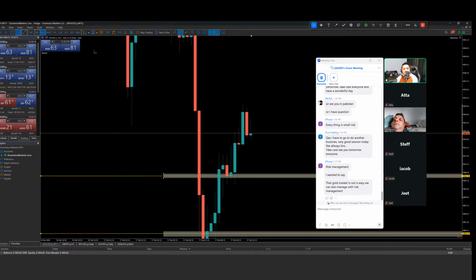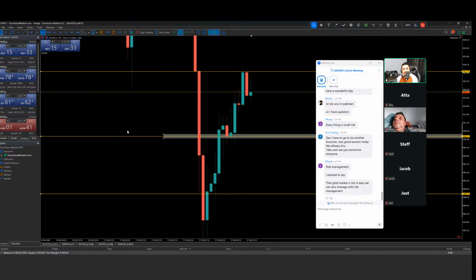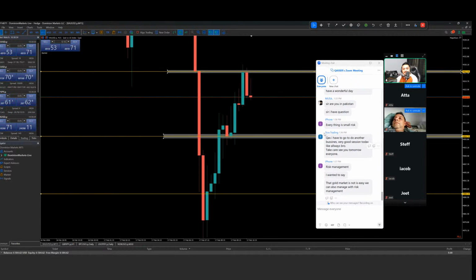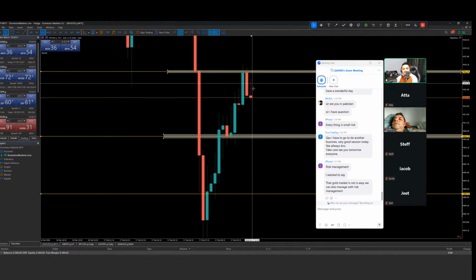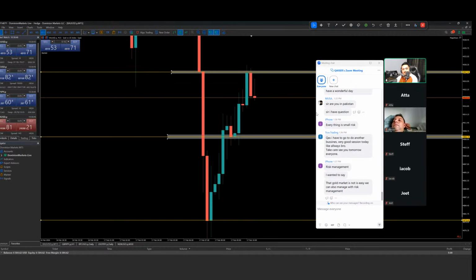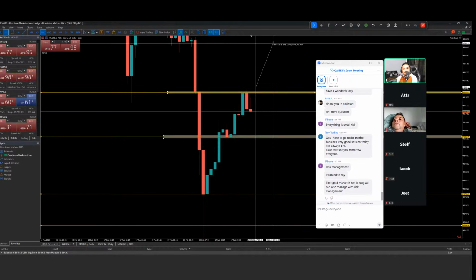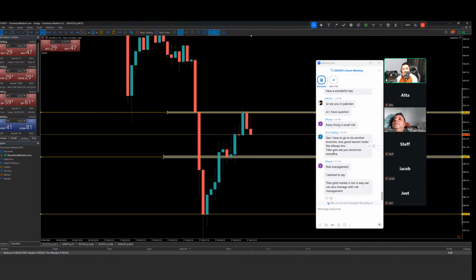Now we have this new resistance area here, and I would say we might do some kind of consolidation. A break and close above this resistance area makes sense to take a buy. And sells make sense if a candle closes below this support, because if a candle closes below this support, there is clean traffic on the left hand side. In the same way, if a candle closes above this resistance area, it is a new opportunity to grab. So yeah, this totally makes sense.